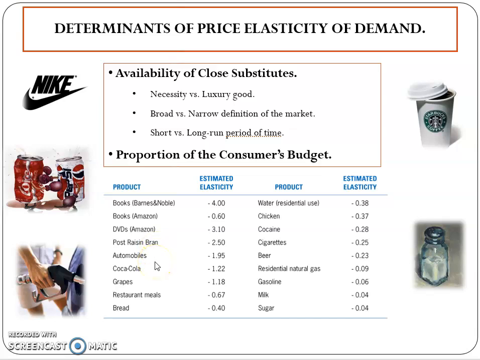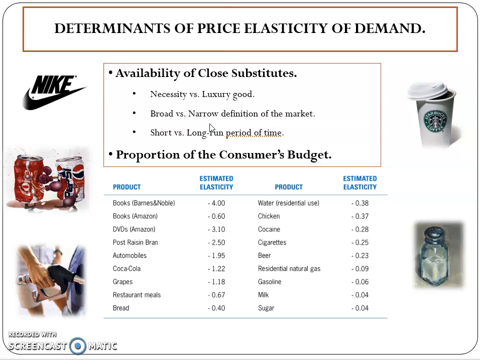Similarly, if we have a broad category here like automobiles and an elasticity coefficient of 1.95, if I said Ford automobiles, this coefficient would likely go up because we would be defining the market in a narrower fashion.